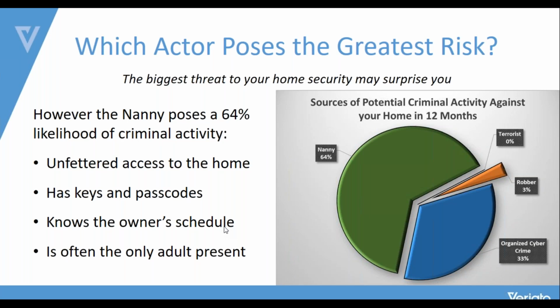All these cameras and everything I just put in would do nothing against her. She has the keys to the kingdom, or the keys to my front door, and she has the code to my security system. So she's going to be a more expensive and a bigger threat to me than those outsiders, okay, based on the access that she has.